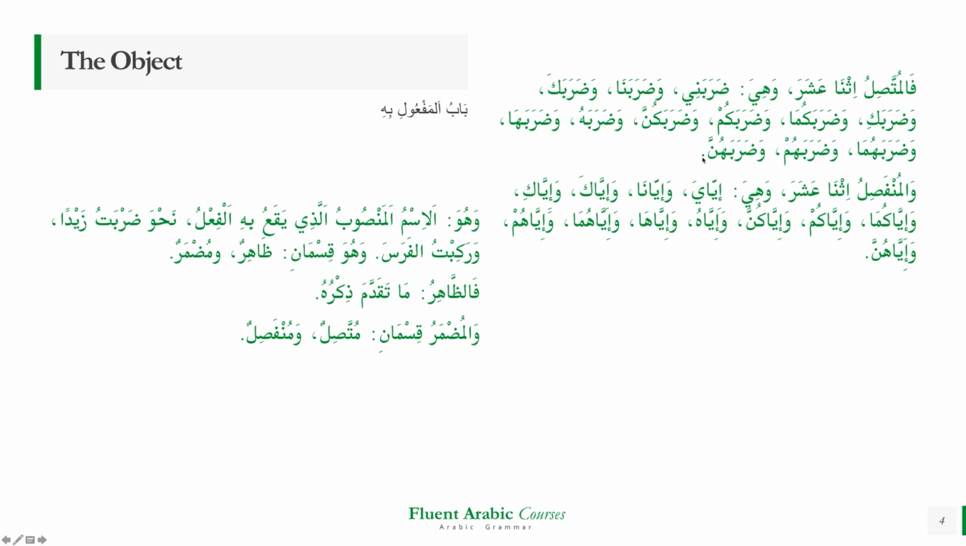And how can it happen as munfasil or separate? وَالْمُنْفَصِلُ إِثْنَا عَشَرٍ. The munfasil is also 12. وَهِيَ إِيَّايَ وَإِيَّانَ وَإِيَّاكَ وَإِيَّاكِ وَإِيَّاكُمَا وَإِيَّاكُمْ وَإِيَّاكُنَّ وَإِيَّاهُ وَإِيَّاهَا وَإِيَّاهُمَا وَإِيَّاهُمْ وَإِيَّاهُنْ. So this comes in the sentence as a standalone word, and it comes as the maf'ul bihi.